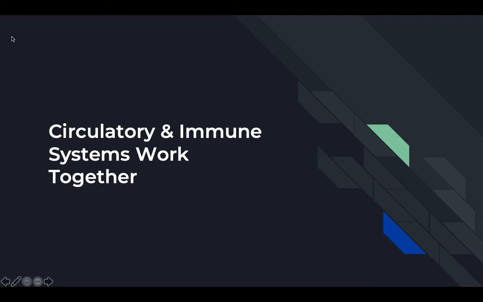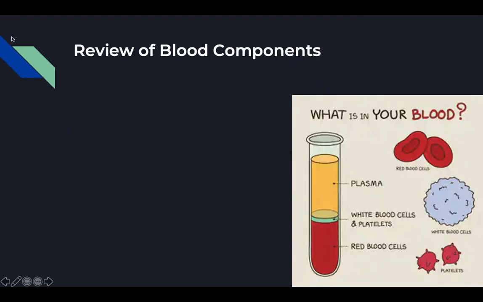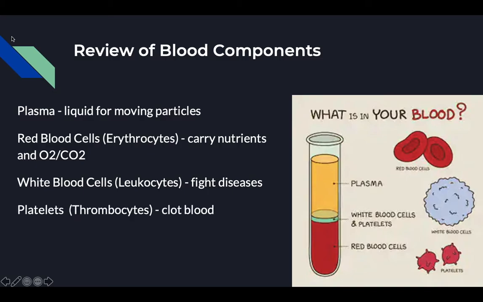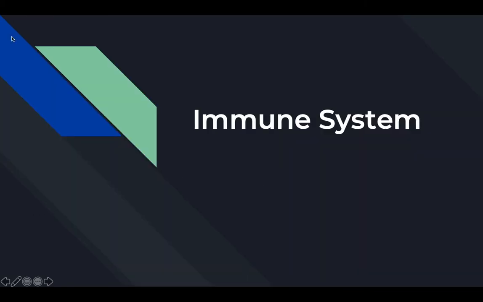We're going to start with just a little bit of review so you don't have to write this down because hopefully you wrote down this part earlier. So, again, beginning of the year, we talked about the types of blood. We have 4 components in our blood: plasma, liquid, moves stuff. Red blood cells carry nutrients, oxygen, carbon dioxide. White blood cells fight disease. That's our primary focus. Platelets, they help clot blood. Immune system.